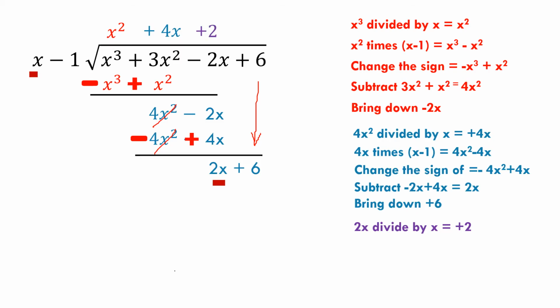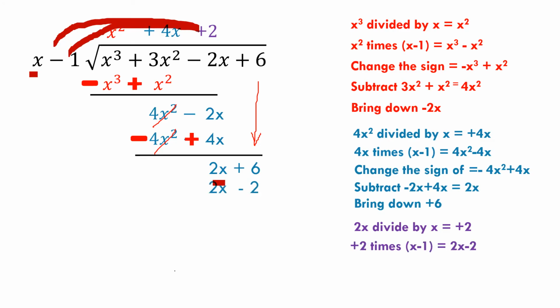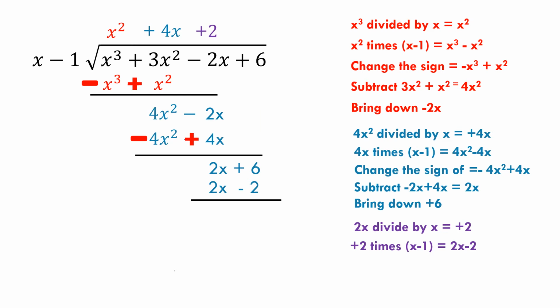Positive 2 yun. Lagay sa taas. And then, positive 2, multiply nyo kay x minus 1. That will give us 2x minus 2. Okay. Proceed to subtraction. Change the sign of the subtrahend. And then, 2x minus 2x will give us 0. And then 6 plus 2 will give us 8.